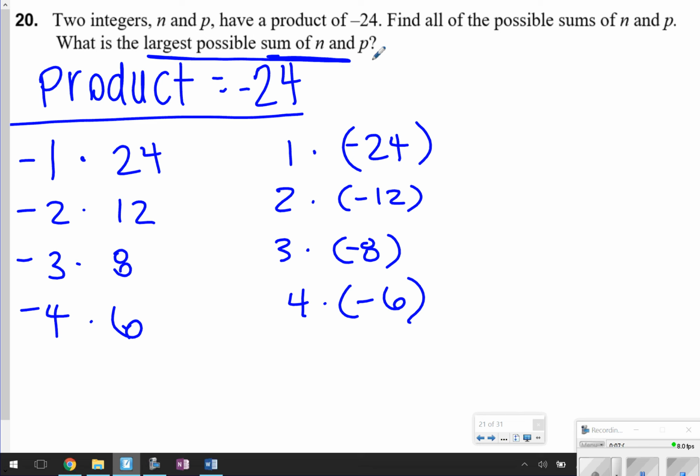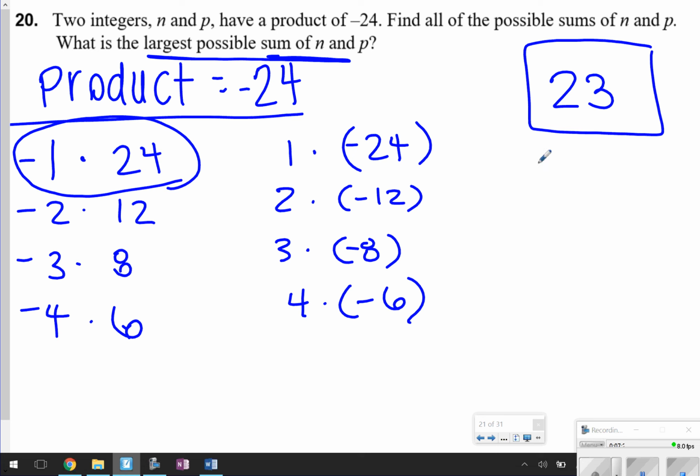The largest possible sum of n and p is going to be 23, because if you look right over here, this example has the largest positive number, and when you have the largest positive number paired with the smallest negative number, you are going to get the largest sum. Okay, so 23 would be your answer, where n would be equal to negative 1 and p would be equal to 24.